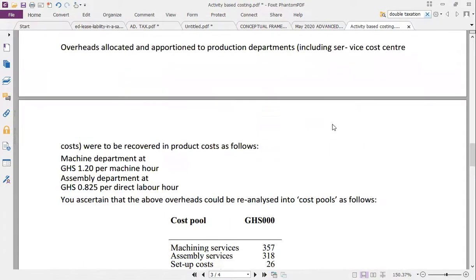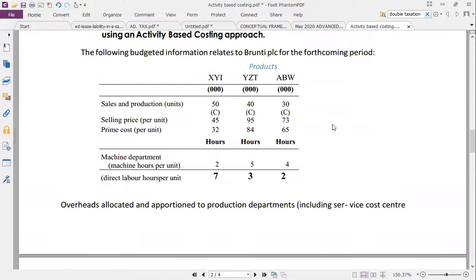Okay, so where do we start from? Here we are preparing a profit statement. Watch carefully the steps that we are going to adopt to solve this particular question. It's slightly different from our first approach. Management accounting questions are tailor-made, so our questions are always new. So take note of that.